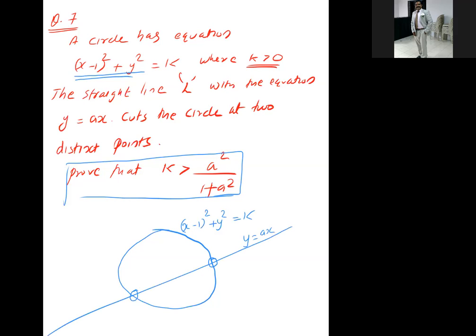And we know that these two equations form a simultaneous equation. Why? Because definitely it is intersecting at two points. Since we know that at these two points, a and b, both the x and y values satisfy the equation for the line and the equation for the circle. Why? Because it is intersecting. So can you please solve these two simultaneous equations?